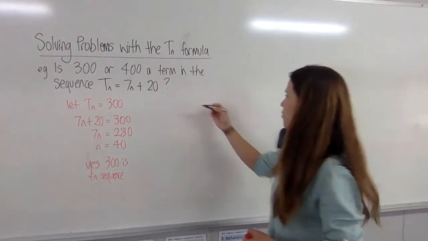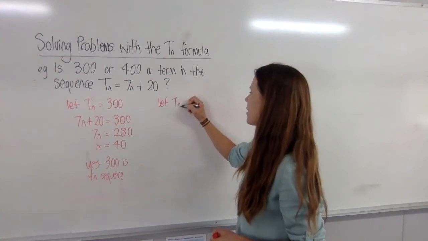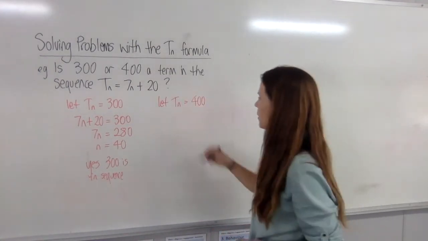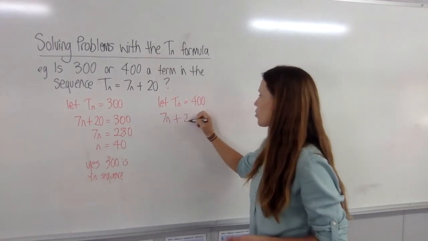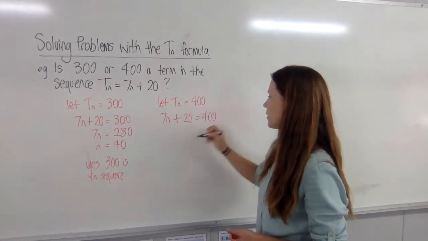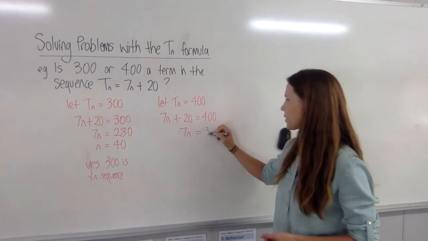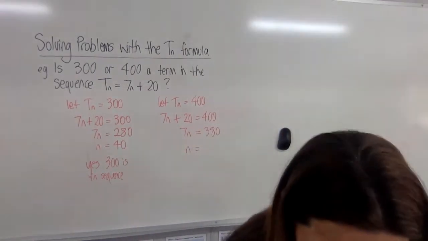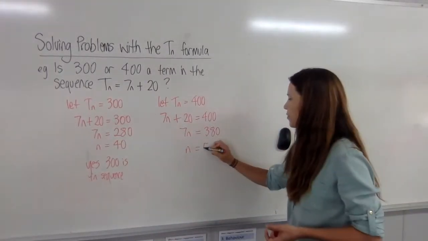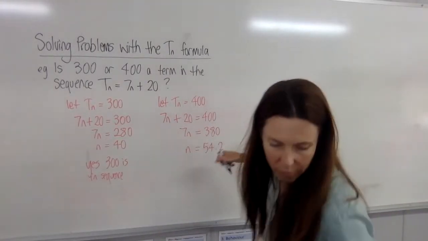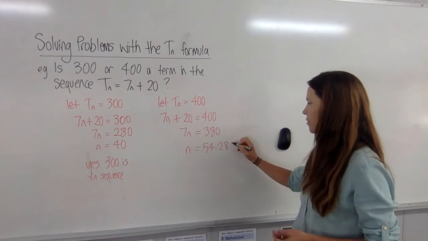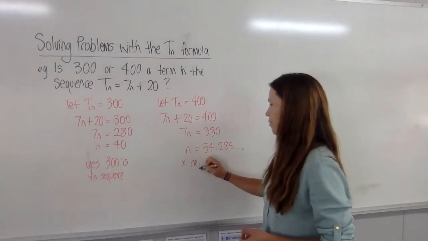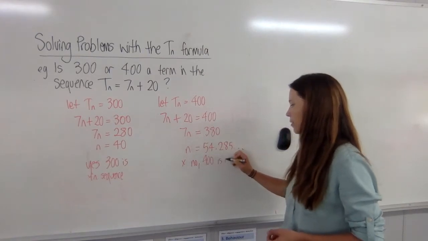Now doing the same thing for 400, let's let the nth term be 400 and see if n is a whole number. So then 7n plus 20 would be 400, subtracting 20 from both sides, dividing both sides by 7, 380 divided by 7 is 54.28 something, etc. So no, 400 is not in the sequence.